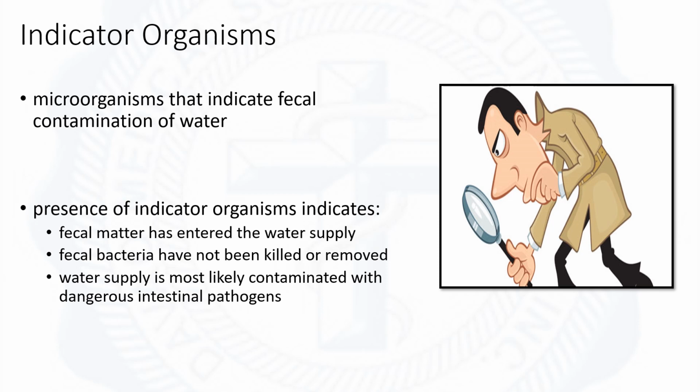For this reason, class, tests are carried out for bacteria which are present in feces and indicate contamination of drinking water. These are known as your indicator organisms. These are usually common intestinal commensal bacteria, which are universally present in and excreted in large numbers in human and animal feces.